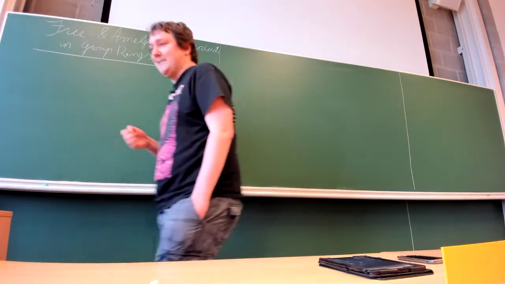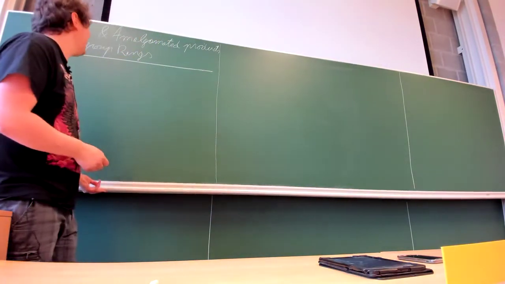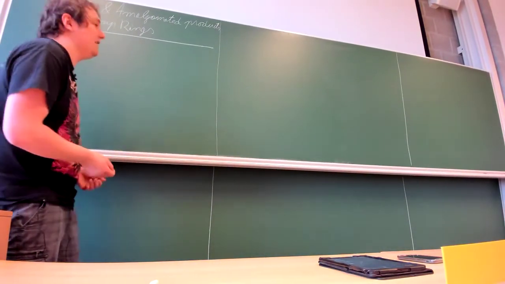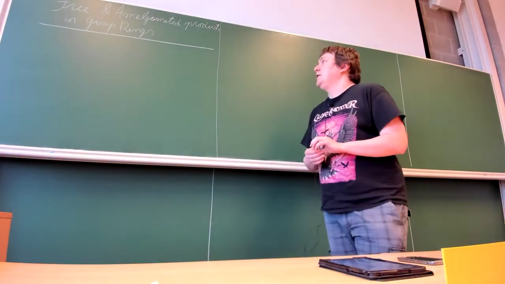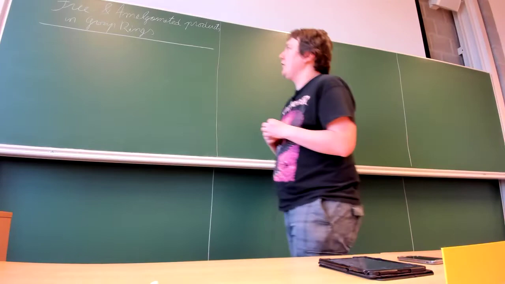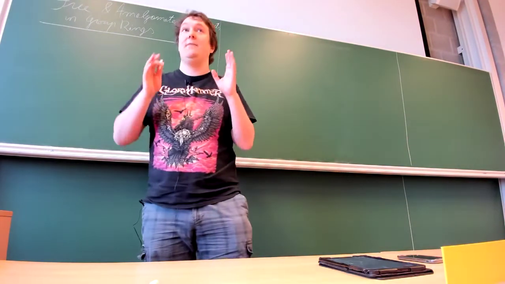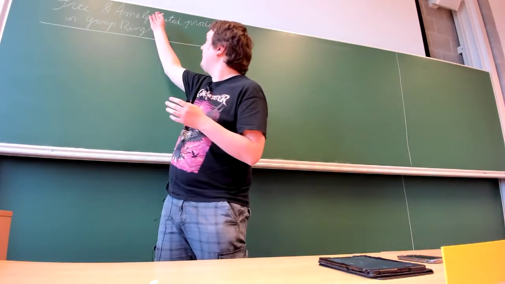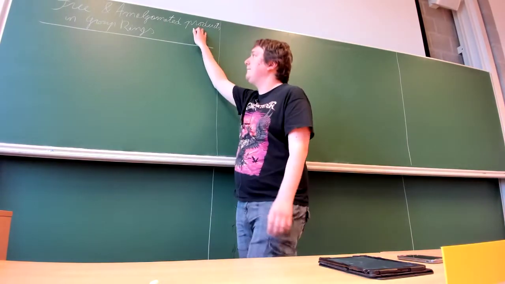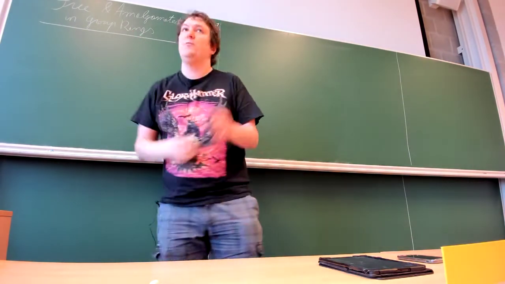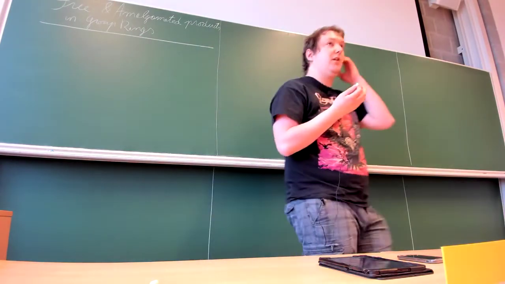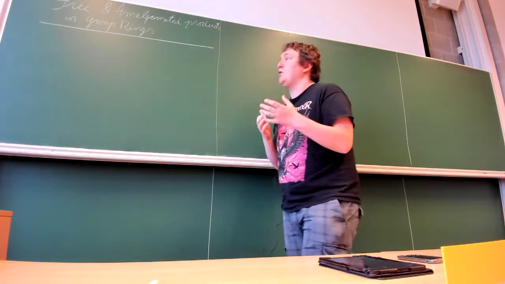So, all right. Yes, today I will talk about free and amalgamated products in group rings. My idea is to give you an idea of how these two different topics, free and amalgamated products, which are a subset of geometric group theory, and group rings, which are more of a representation theory object, are related.